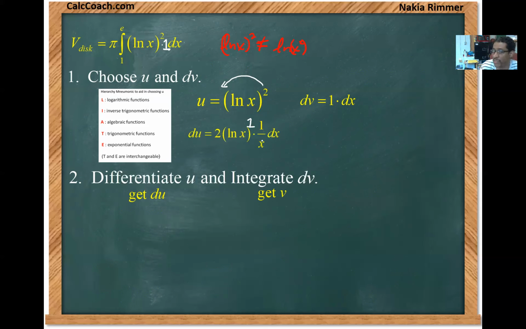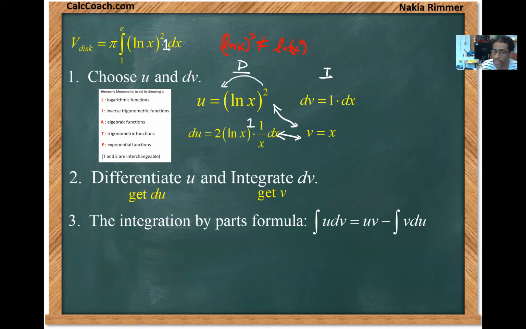Chain rule, 1 over x. So that's the derivative. And now the other side, we integrate 1, and just get x. I've got to put the pieces of the puzzle together. I like to draw these two little things in here to remind myself that I'm multiplying u times v, and then I'm multiplying v times du.